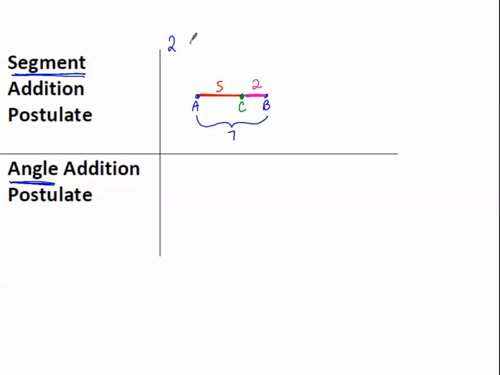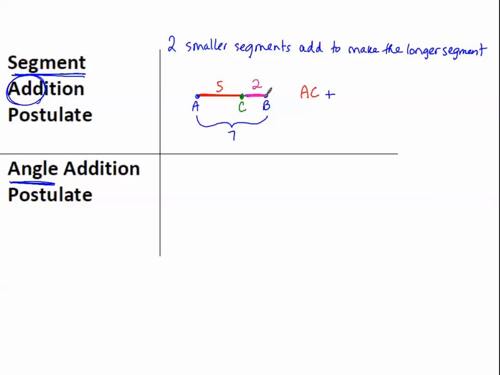So how can we describe that? 2 smaller segments, addition, add to make the longer segment. And how do we write that with symbols? We've got little segment AC, that's 5, and we can add it to the little segment next to it, that is 2, called CB, and all together it equals the long segment from A all the way to B. That's our segment addition postulate.